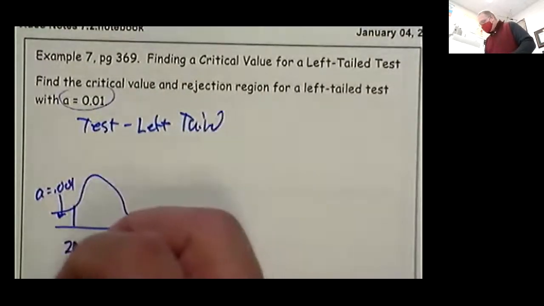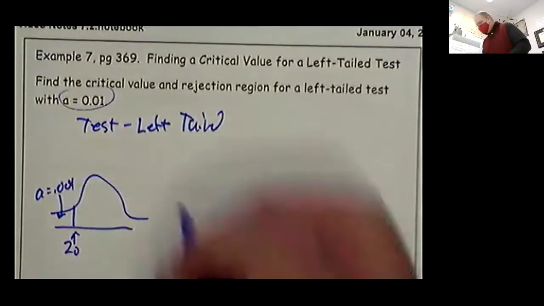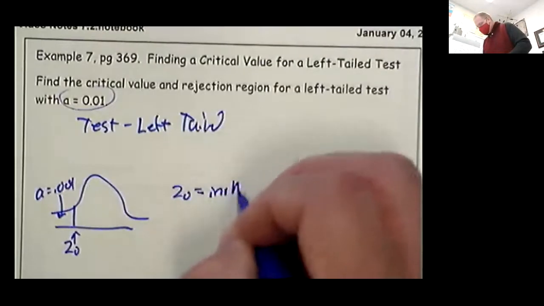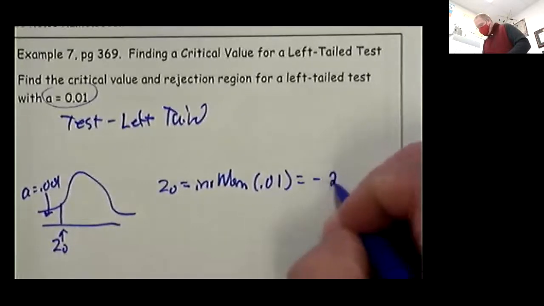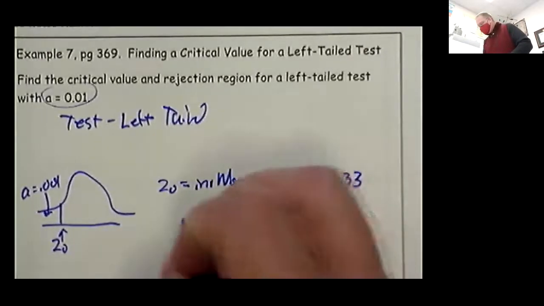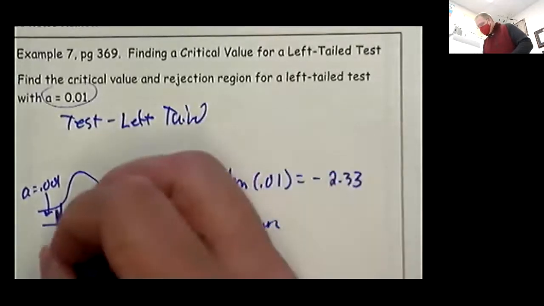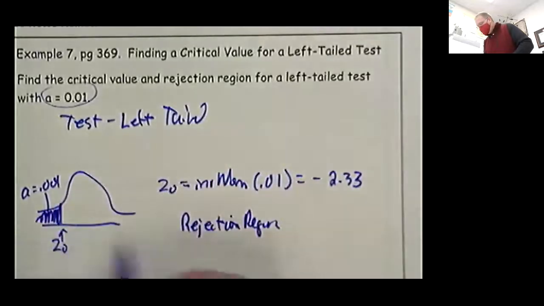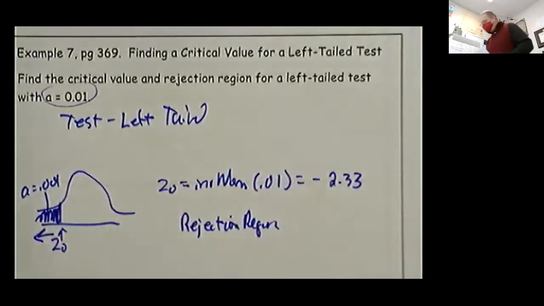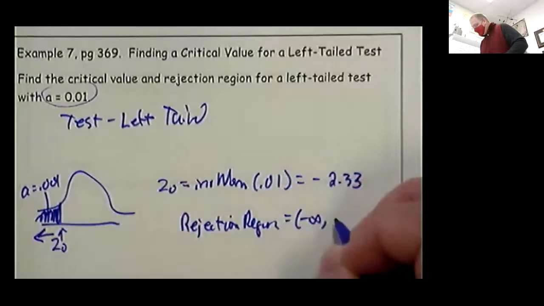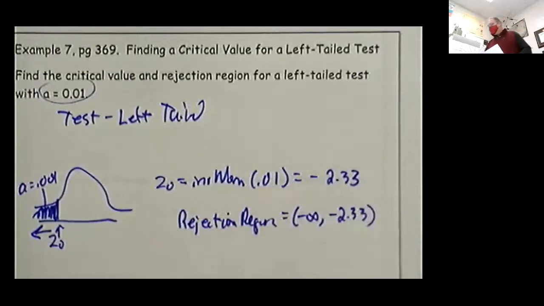We want to find the z-score that corresponds to that alpha. To do that, we're going to say then that Z0 is equal to inverse norm of 0.01. We're going to plug that into our calculator, and that is negative 2.33. That's going to give us then our rejection region. So we want the region, the Z scale that matches that curve. Well, that goes to the left. So our rejection region has to be from negative infinity to our z-score, which was negative 2.33. So there's our rejection region.